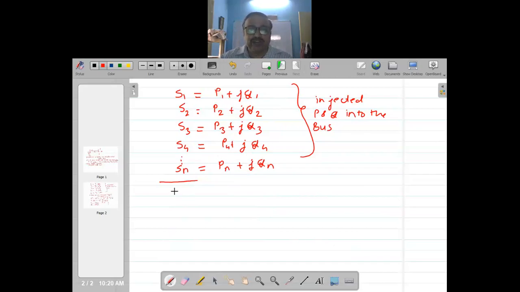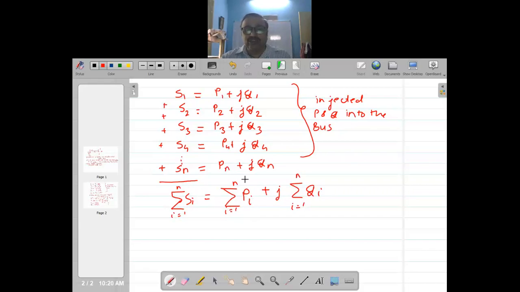So what I do is sum all this up: S1 plus S2 plus S3 plus S4 plus S5 plus Sn. So this is sigma Si. This will be equal to P1 plus P2 plus P3 plus P4 plus Pn, which is sigma Pi plus j times sigma Qi, i equal to 1 to n. So I know what is sigma Pi.